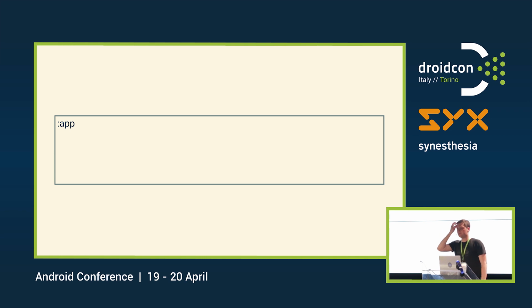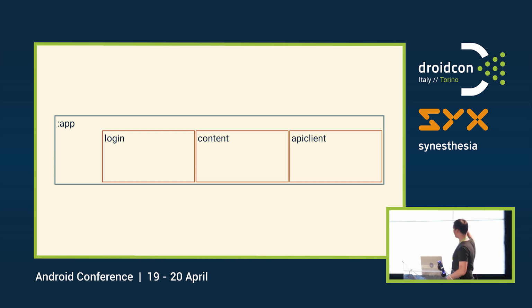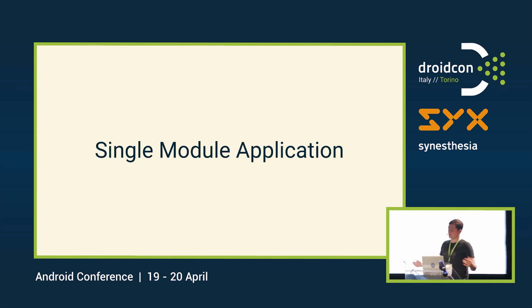If you look at this a bit differently, we can just draw it like this. This is a huge box. This is your application module with your 3 packages. We have a login, a content, and an API client. And in your build.gradle file, you will define this as an Android application. You will apply the Android application plugin. And this is basically what I would call a single module application.